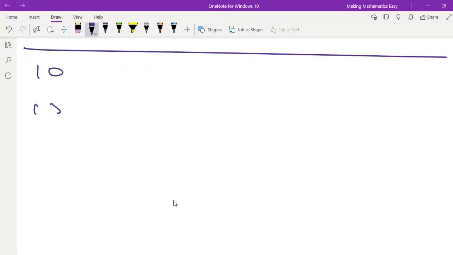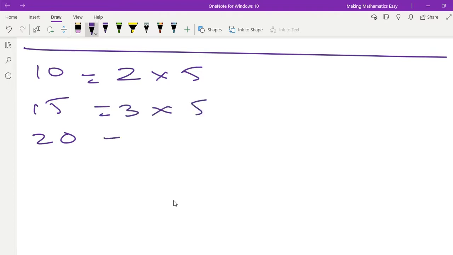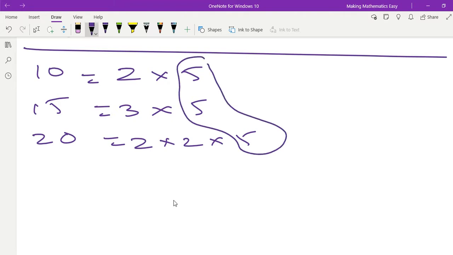So 10, 15, 20. We already know the prime factor of 10 is 2 5s are 10, 15 is 3 5s are 15, and 20 is 2 into 2 into 5, 5s are 20. Okay, now if you see, you have a common factor that is 5. Okay, and remember, I told you just a few moments ago that if there is a number which is common in two numbers, you can consider that also.